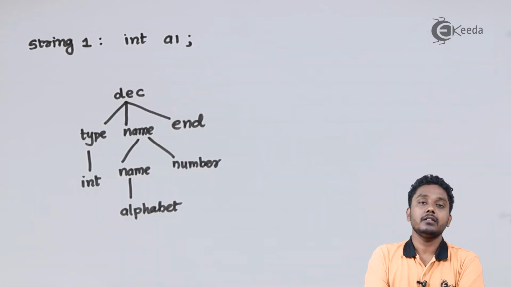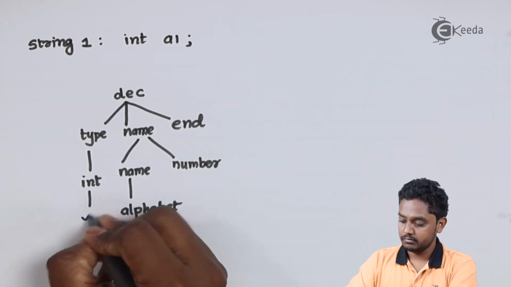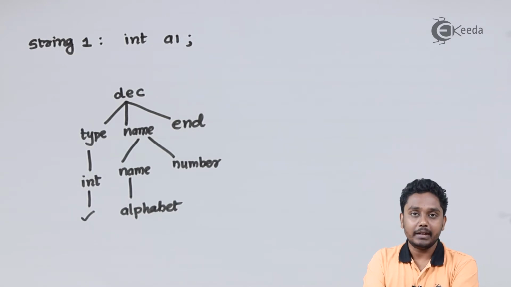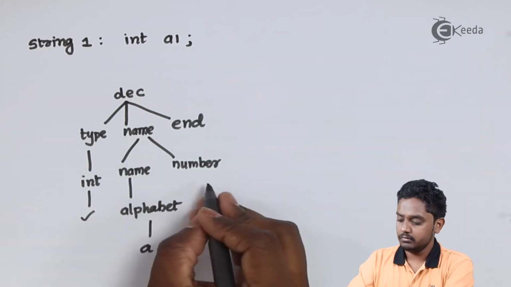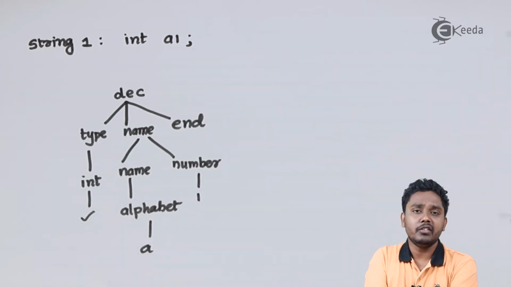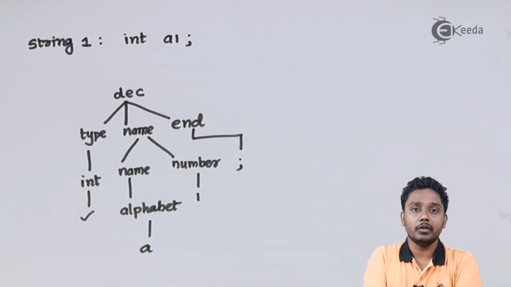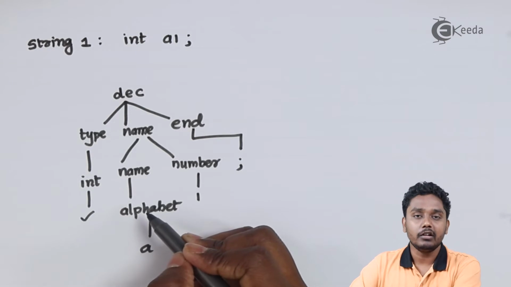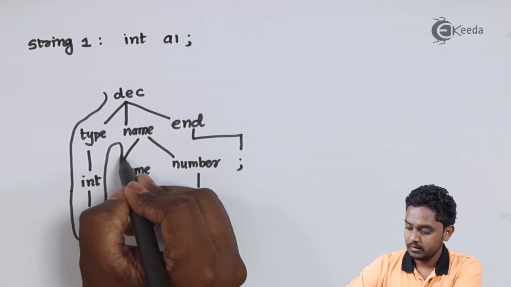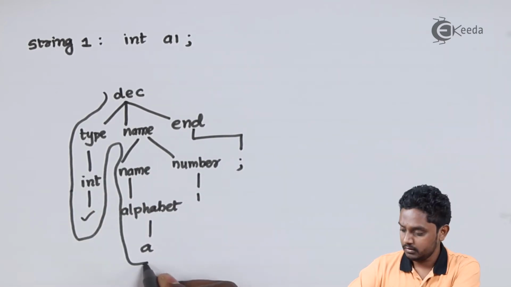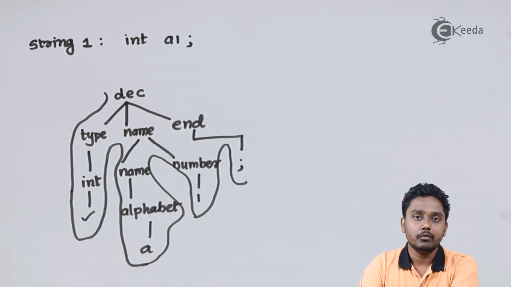Now let us try to write the terminal strings. Int is already constructed. Alphabet has to be a. Number has to be 1. And the end symbol has to be the semicolon. We can see that the yield of this parse tree is int followed by a, followed by 1, followed by semicolon, which is the expected string.